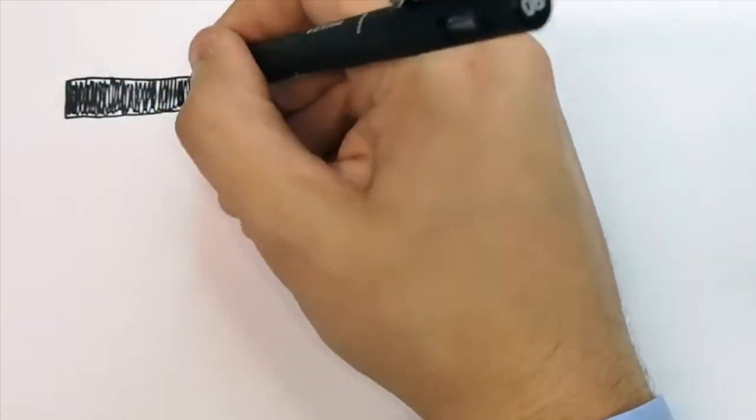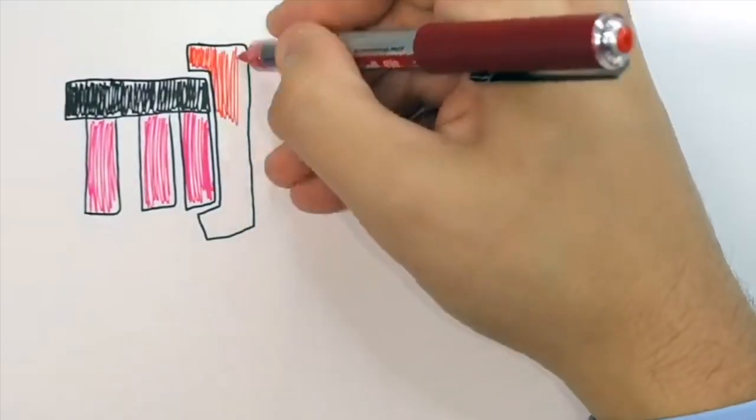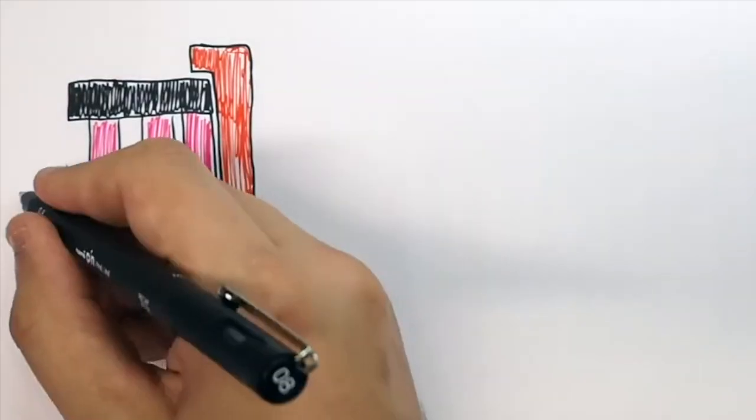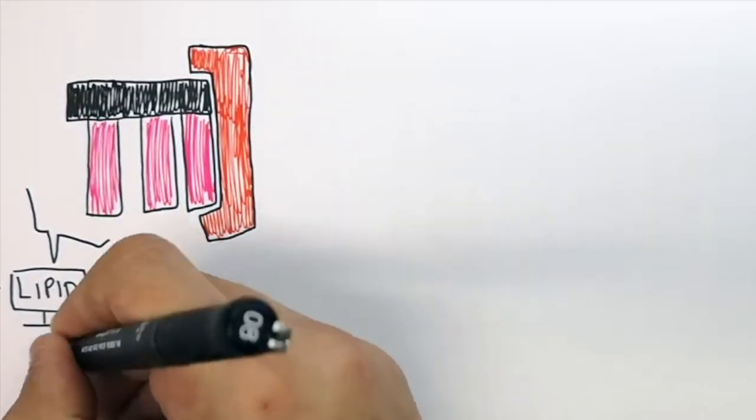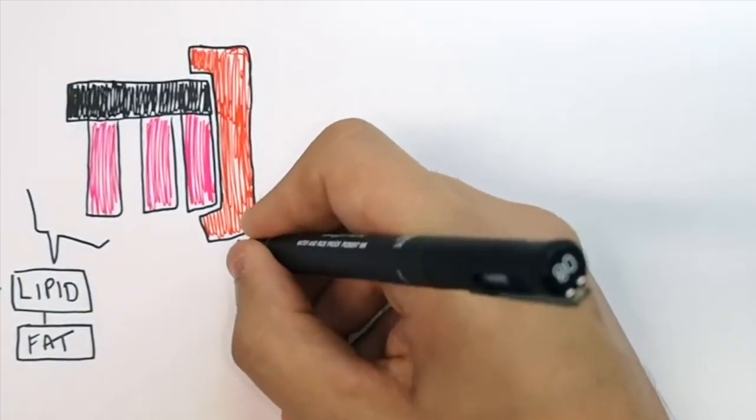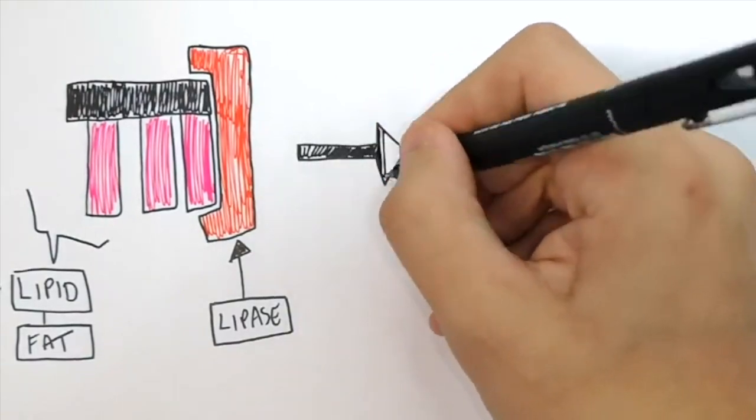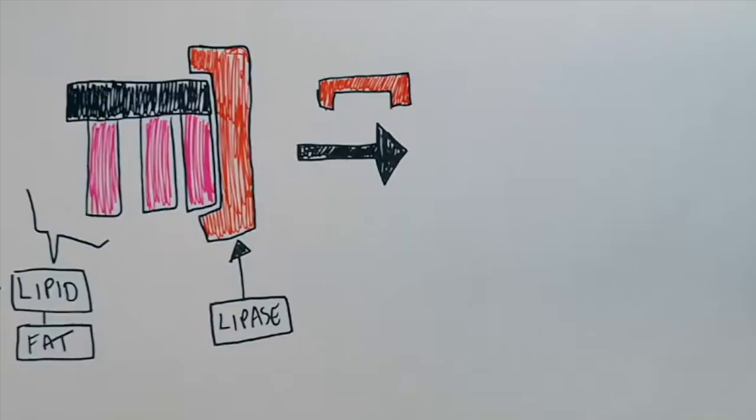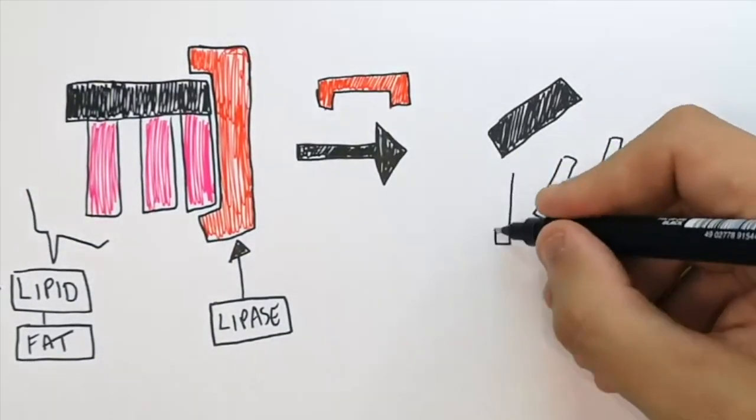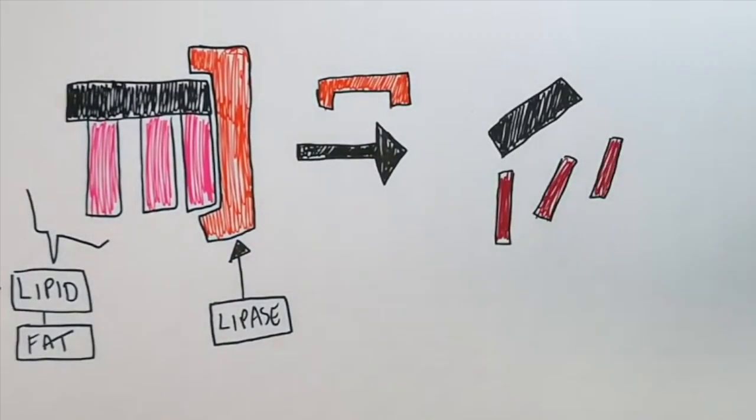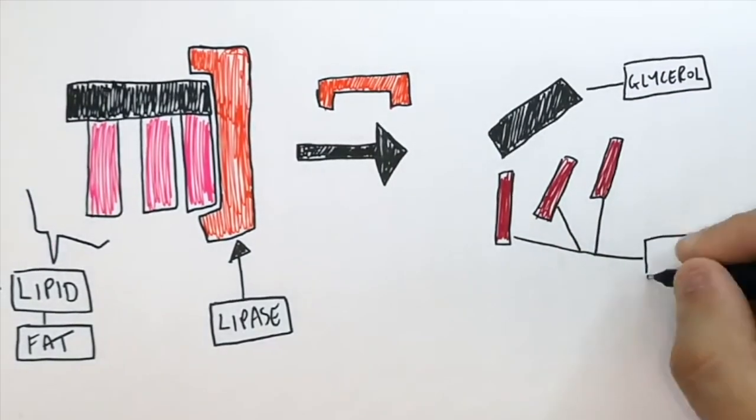Fats, aka lipids, also need to be broken down by enzymes in the body. So what I'm showing you here is an enzyme binding a lipid, aka a fat. The enzyme that binds the lipid is called lipase. Lipase binds the lipid. Lipase, lipid. And the lipase breaks down the lipids into fatty acids and glycerol. So glycerol and fatty acids.